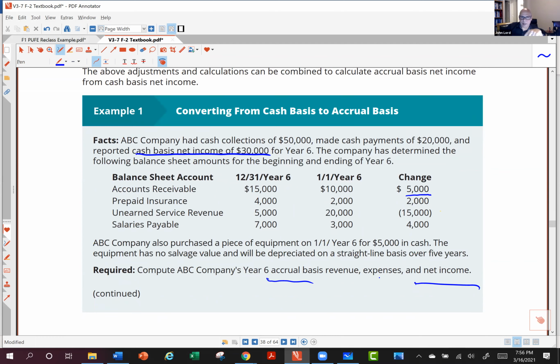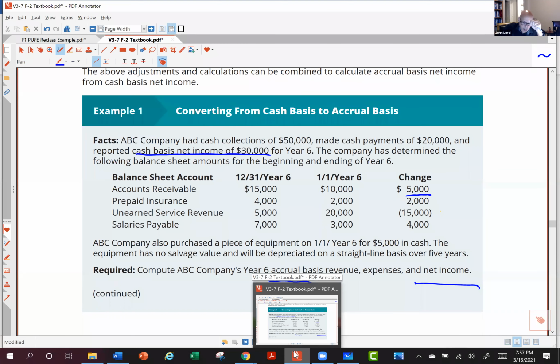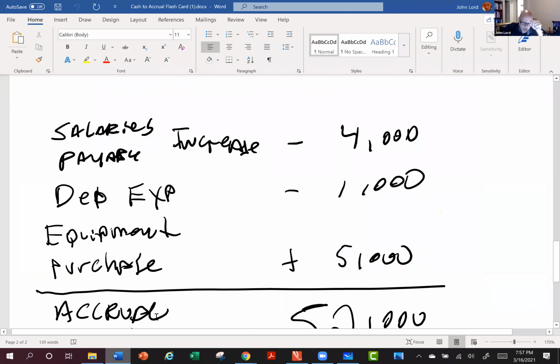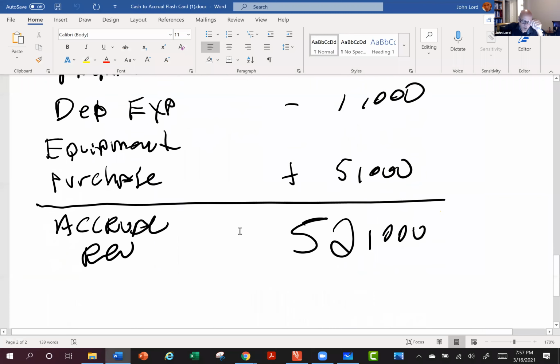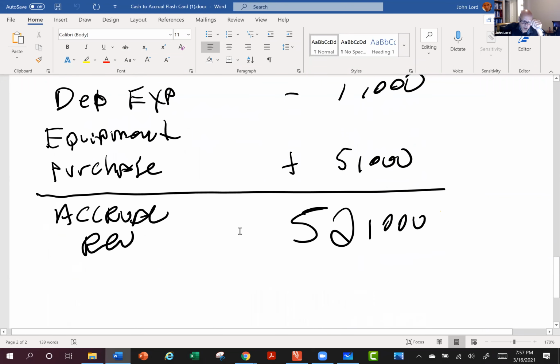I'm not going to teach you right now how to calculate depreciation. I think you know how to do that. And so I went ahead. The key thing was once I had the depreciation, I had to remember to subtract the depreciation, always subtract the depreciation. And when I did, I ended up with 52,000, which is the accrual.